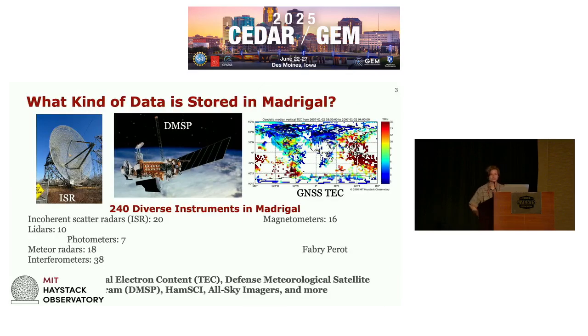So again, we have a huge amount of data, over 240 different instruments, including but not limited to incoherent scatter radar, some DMSP data, GNSS TEC data, but also things like LIDARs, photometers, magnetometers, meteor radars. We even have HAMSI data now and all-sky imager data as well. So we really try to cover all the different regions of the atmosphere that you may want to look at in your studies.